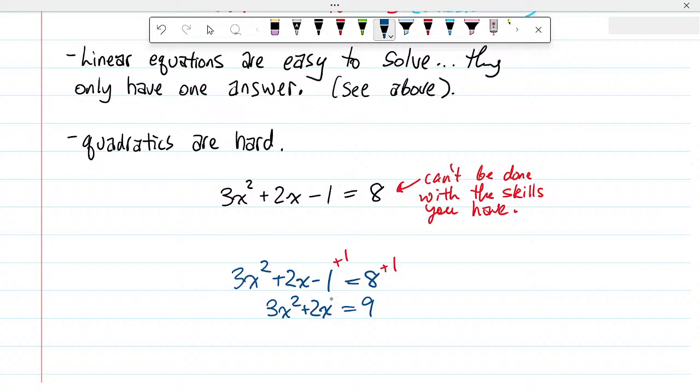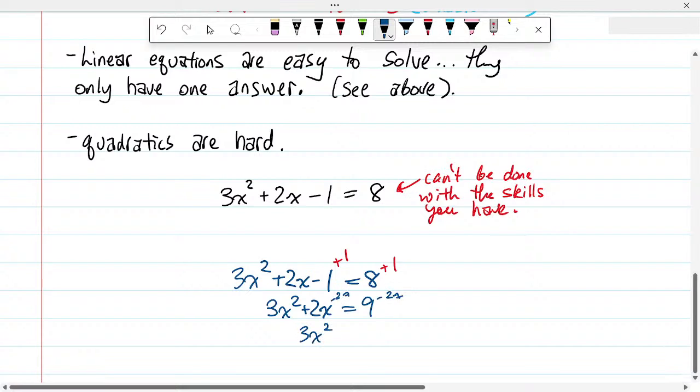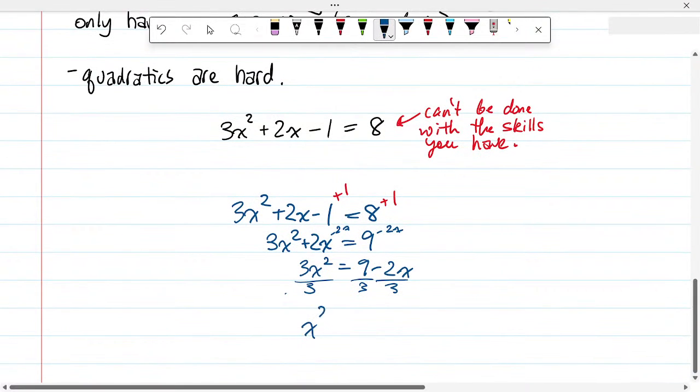I'd say, okay, let's get rid of this 2x, right? Now I have 3x squared equals 9 minus 2x. Well, now it just got worse. Now I have x's on both sides. Do you see what I mean? And then I could divide by 3, I guess, right? And I'd have x squared equals 9 divided by 3 is 3, minus 2/3 of an x. That looks even worse, right? Even worse.